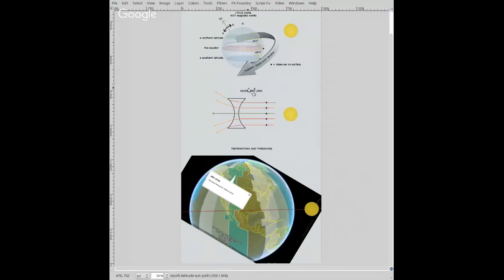Let's see, question in the chat. Are you saying that due to the supposed 23 degree angle of the tilt, the time zone cannot have the same? Right, what I'm saying is it can have the same. A terminator line is a terminator line, no matter where you put it.